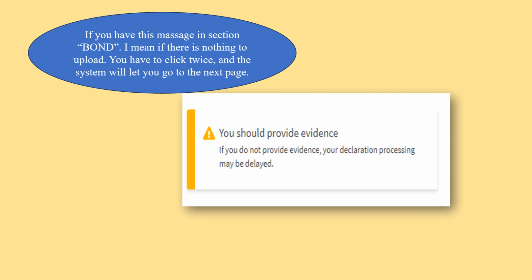Okay. If you have this message in section bond, which you would like to skip, right? If you press only once on the next button, it would give you this message. You should provide evidence. If you don't provide evidence, your declaration processing may be delayed. So you have to click twice on the next button, and then the system lets you go through. So no worry about this message.